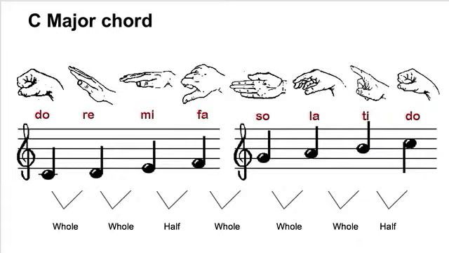Looking at the hand signs, from do to re is a whole step, re to mi is a whole step, mi to fa is a half step, fa to sol is a whole step, sol to la is a whole step, la to ti is a whole step, and then ti to do is a half step.